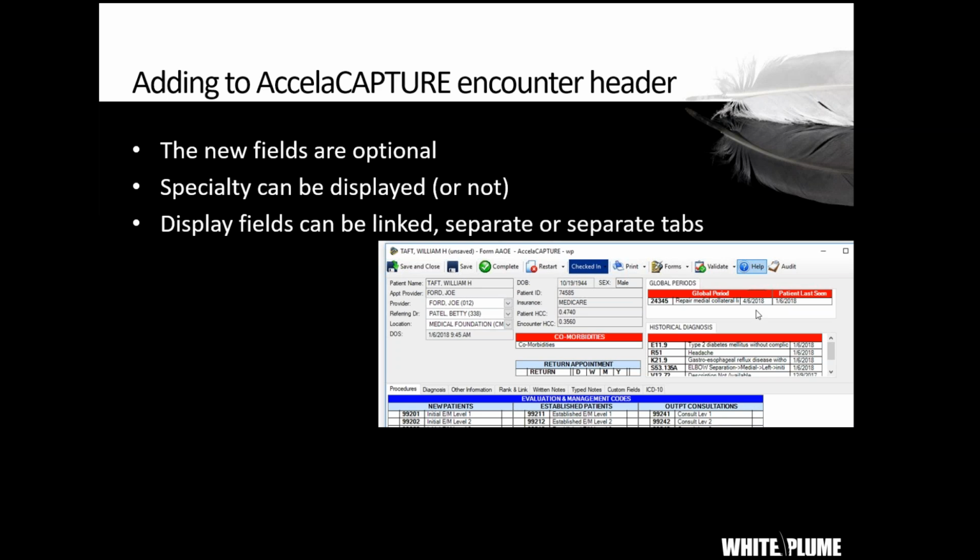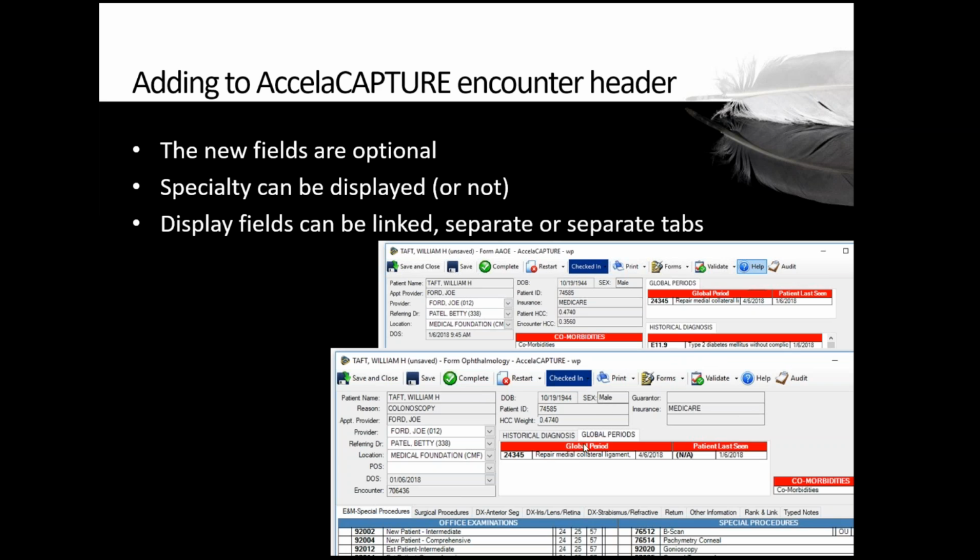So here on the top right, you see I have a section for global period. There's the procedure code and its description and the date that it occurred. Well, there you go. It happened a little bit in the future. So we've got a crystal ball here. And the patient last seen date. So those are separate, but have 2 fields right up there. And then you see down below that, historical diagnosis.